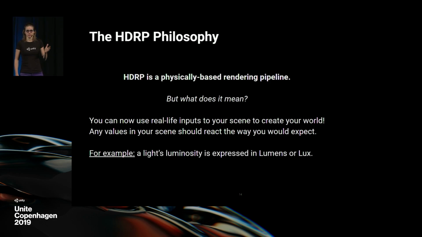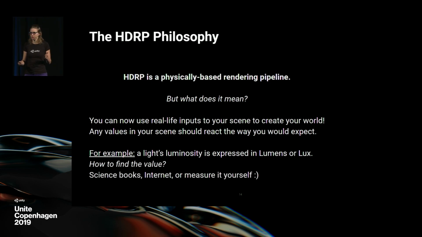So a light's intensity is expressed in lumens or lux. Now I just need to find a value, right? And actually, you can find the value anywhere. You can find it on the side of the box you just bought for your light bulb. You can find it on the internet, in a science book. You could also measure it yourself.